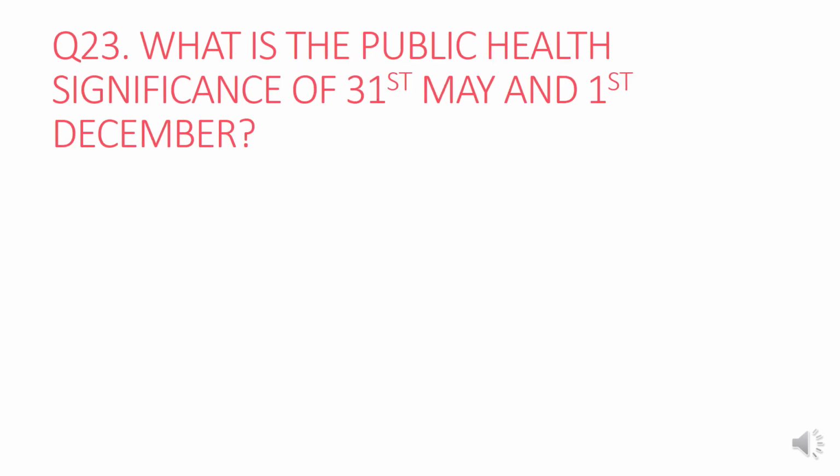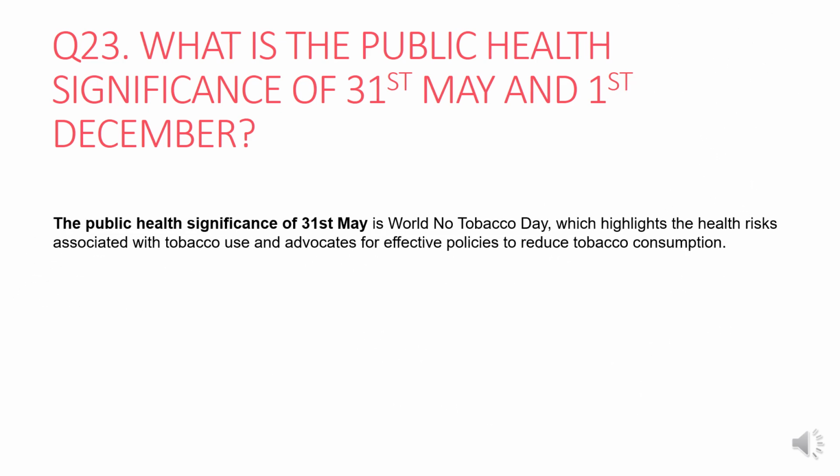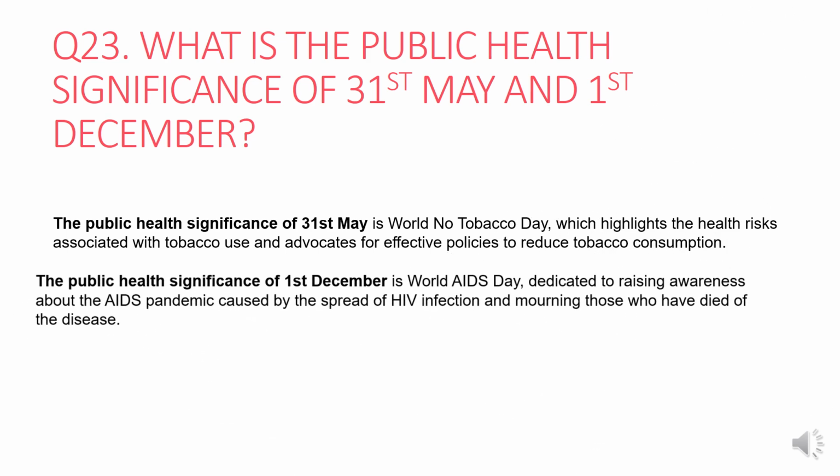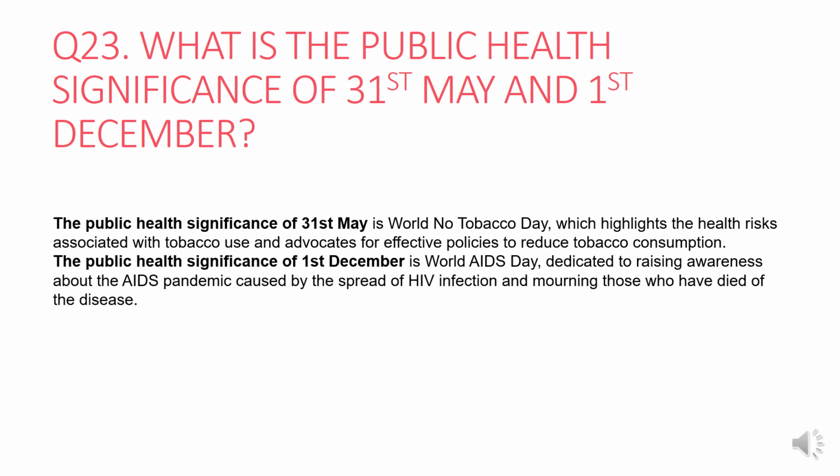Question 23. What is the public health significance of 31st May and 1st December? 31st May is World No Tobacco Day, which highlights the health risks associated with tobacco use and advocates for effective policies to reduce tobacco consumption. 1st December is World AIDS Day, dedicated to raising awareness about the AIDS pandemic caused by the spread of HIV infection and mourning those who have died of the disease.